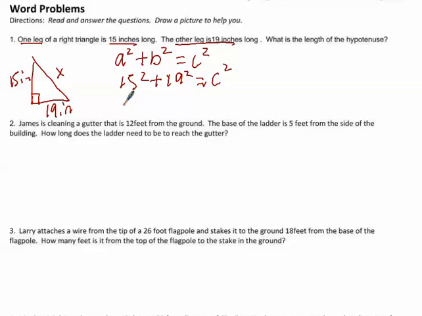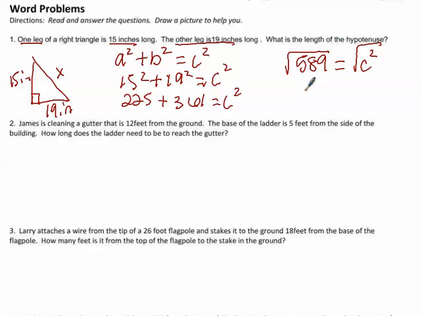Evaluate, and you get 225 plus 361, which is 586 equals C squared. In order to cancel out the squared, you want to square root, which is 24.2 inches equals C. Circle your answer for your teacher.